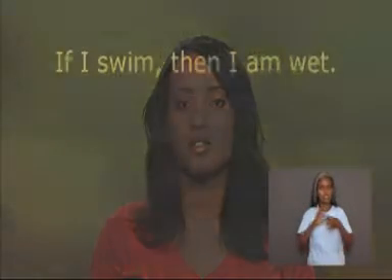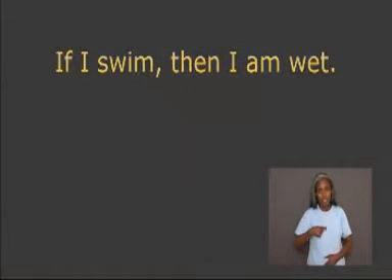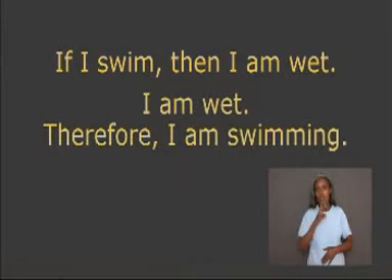Let us consider this statement. If I swim, I am wet. I am wet. Therefore, I am swimming. That does not sound right, does it, students? I do not think this is a valid argument. But we must learn how to prove that an argument is invalid before we can know that it is false.